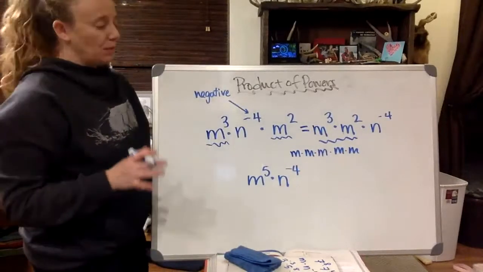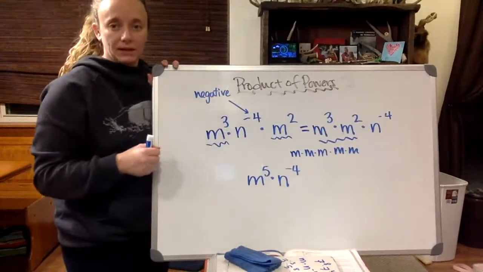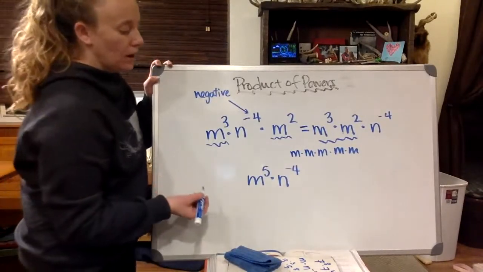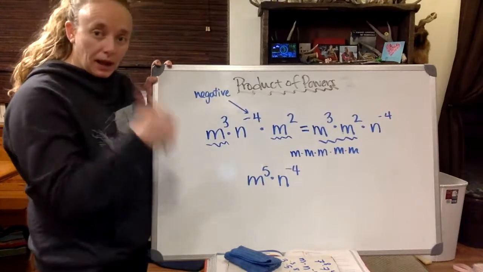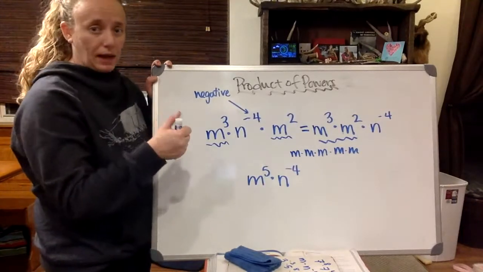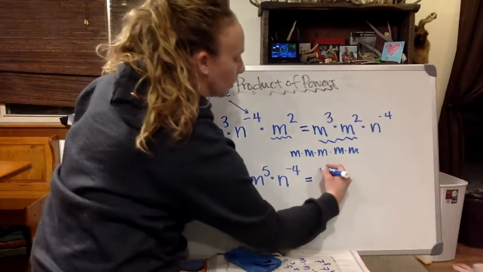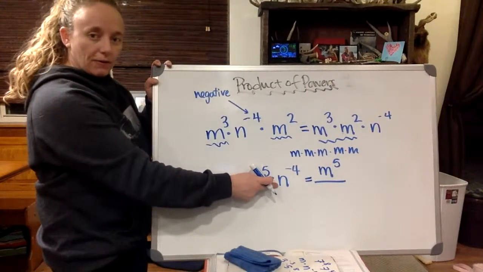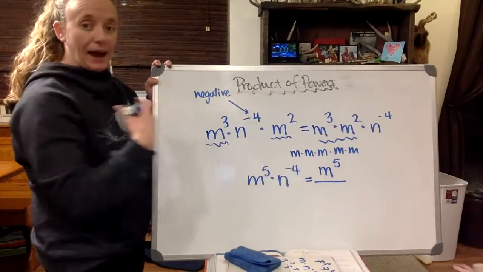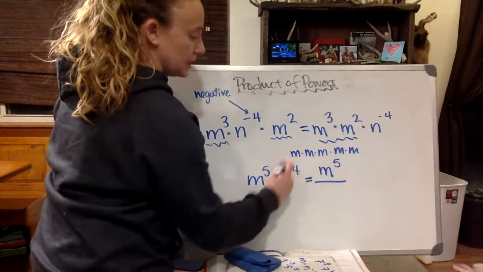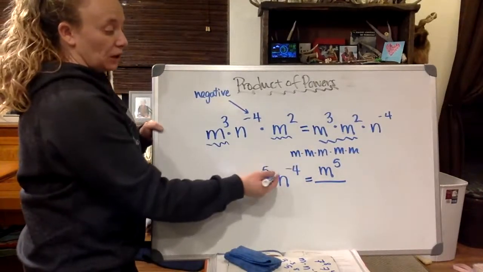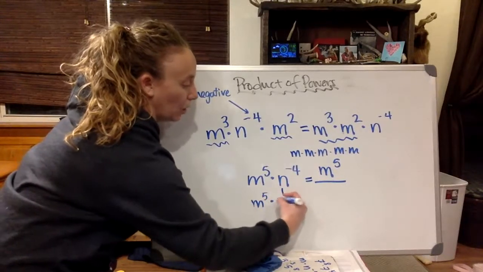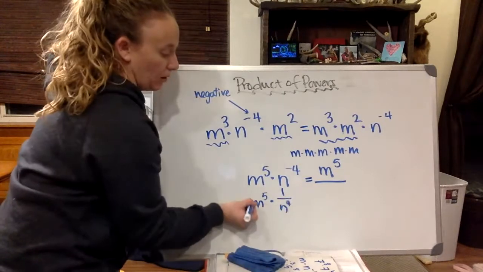I'm not finished because, again, I need to have all positive exponents, and I have a negative exponent right now with the n to the negative fourth. So this m to the fifth has a positive exponent, so it's good where it's at. It's in the right place. So n to the negative fourth can be put into the denominator and have a positive exponent now, because this is telling me that I'm essentially looking at m to the fifth times 1 over n to the fourth.